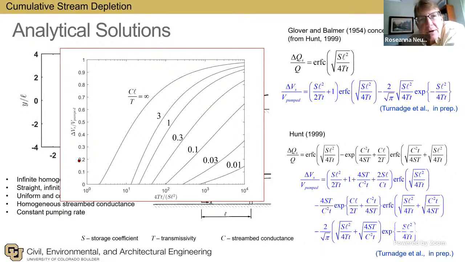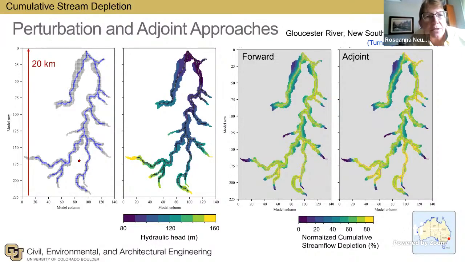And what I want to show is this application. So this was from the Gloucester River in New South Wales, Australia. What we're looking at on the left is just our model domain. The second plot from the left is the head. So highest head down here in the south, lower head in the north. So the river is flowing from south to north. The groundwater also is flowing from south to north.